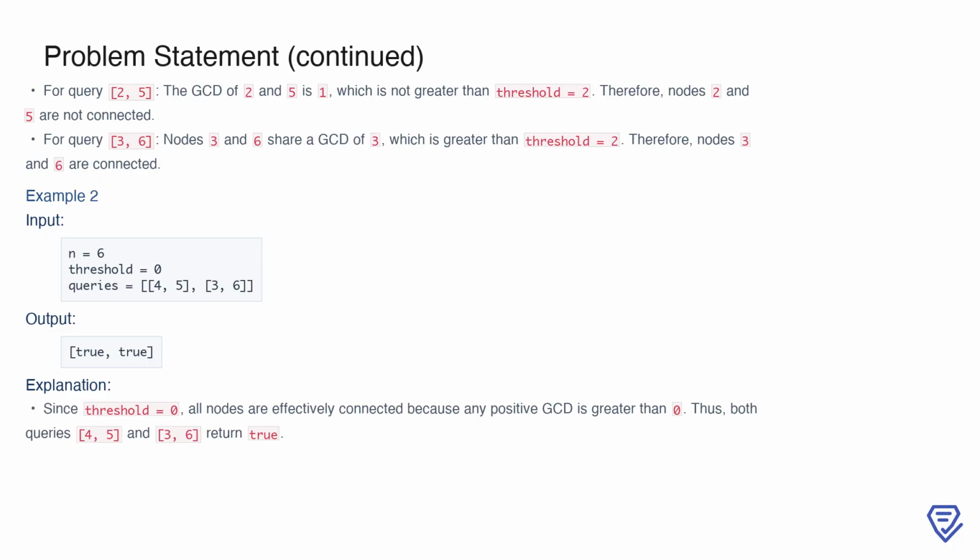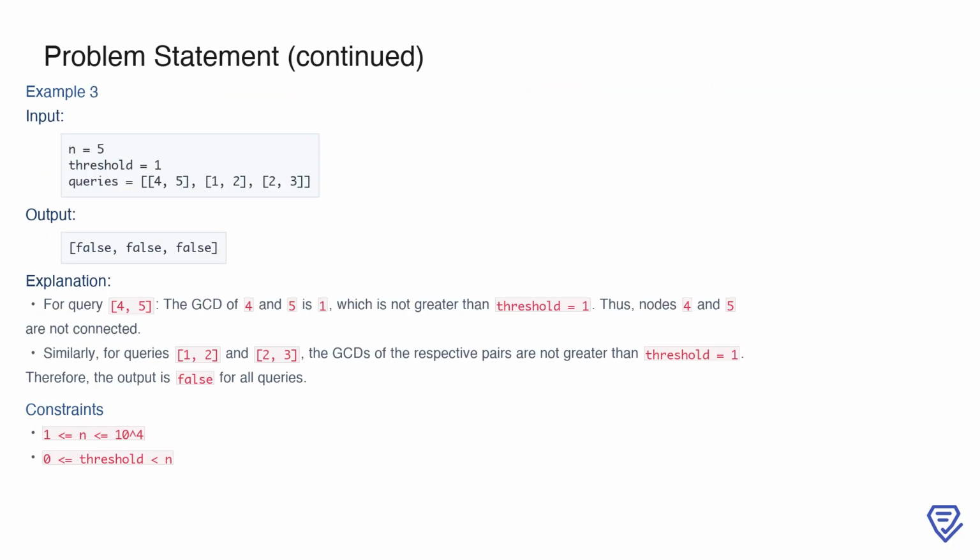In another example, with n equals 6 and a threshold of 0, all nodes are effectively connected because any positive GCD is greater than 0. For queries like [4, 5] and [3, 6], the output is true for both, illustrating how a lower threshold increases connectivity.